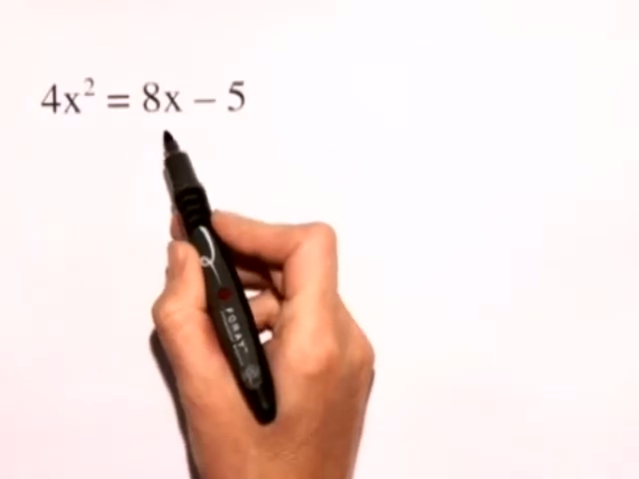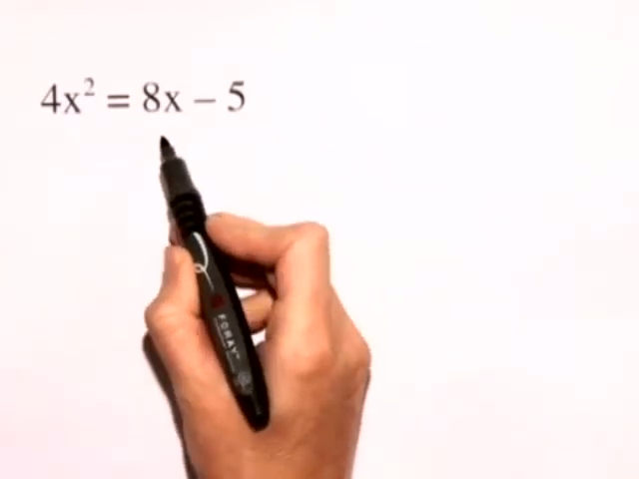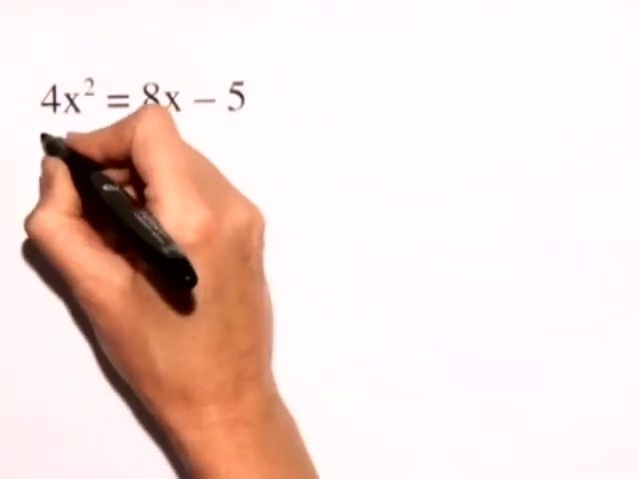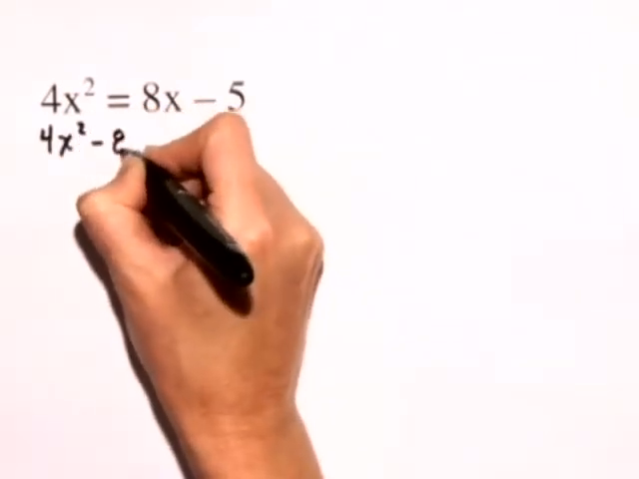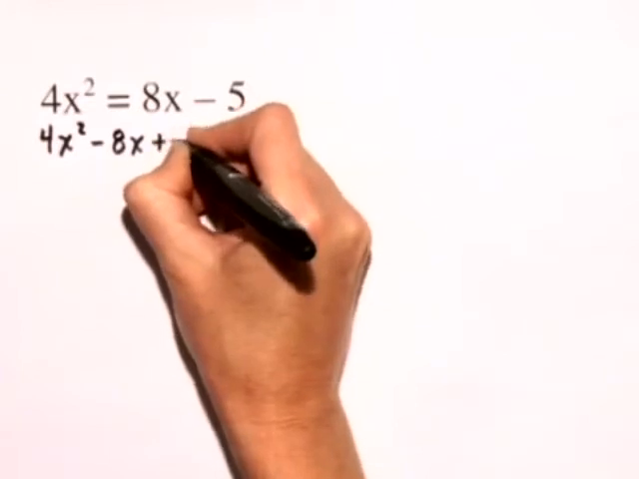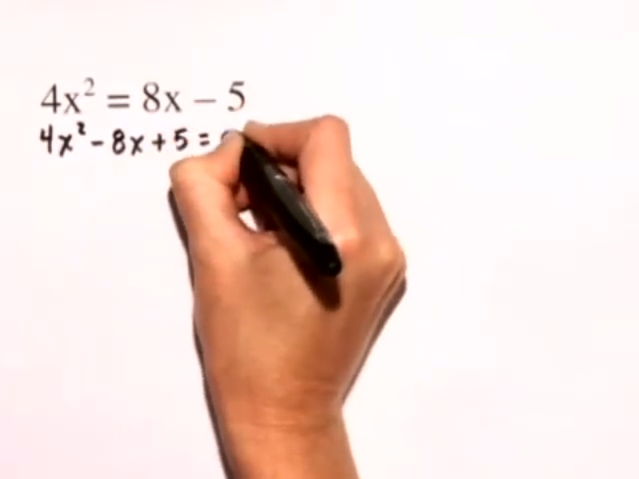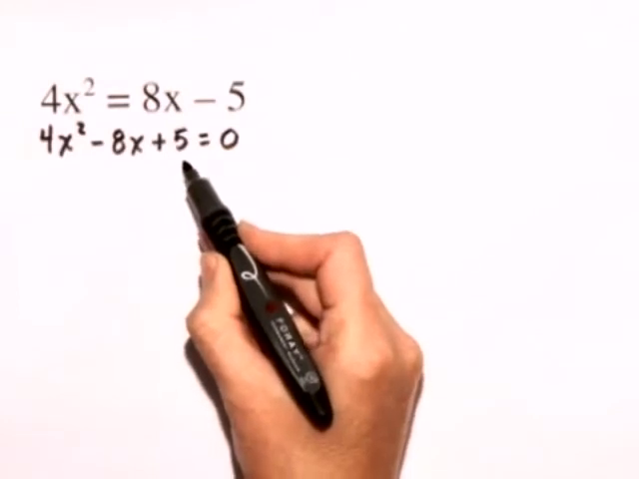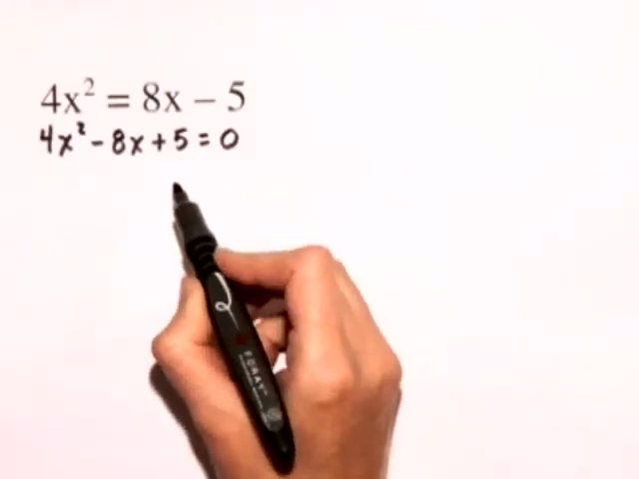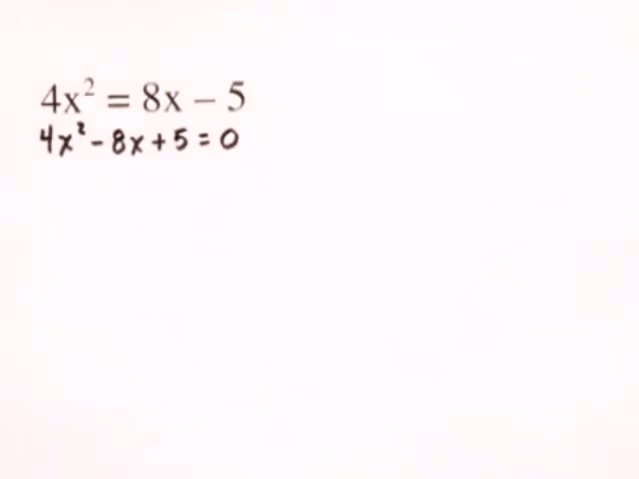For our next problem, we'll solve the quadratic equation 4x squared is equal to 8x minus 5. First, let's put it in standard form. So we have 4x squared minus 8x plus 5 is equal to 0. If we try to factor the left-hand side of this equation, we'll find out that it's not factorable. So let's go ahead and apply the quadratic formula to solve this quadratic equation.